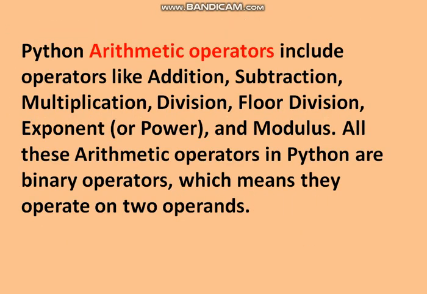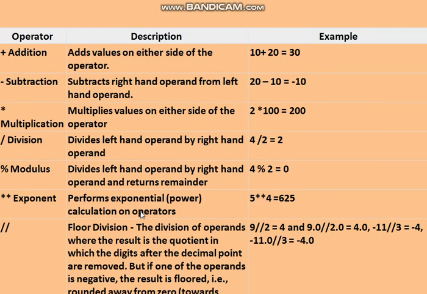Python arithmetic operators include operators like addition, subtraction, multiplication, division, floor division, exponent and modulus. All these arithmetic operators in Python are binary operators, which means they operate on two operands. Addition, subtraction, multiplication, division, modulus, exponent, floor division.